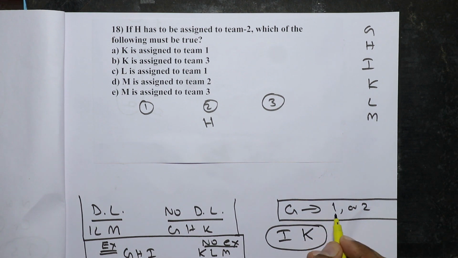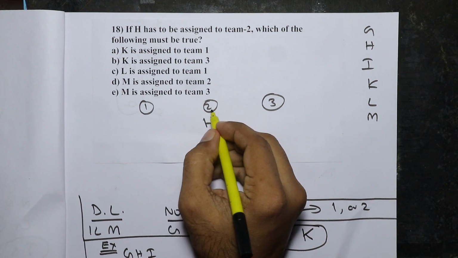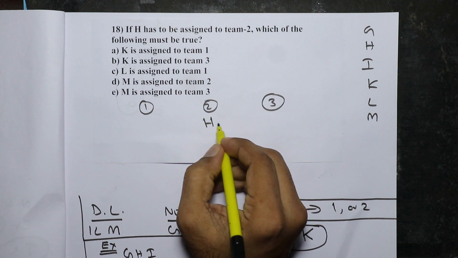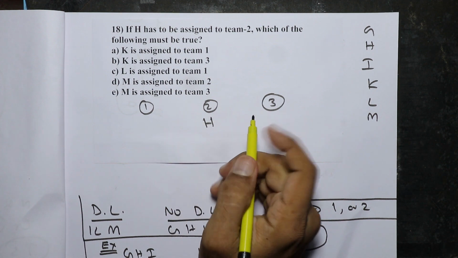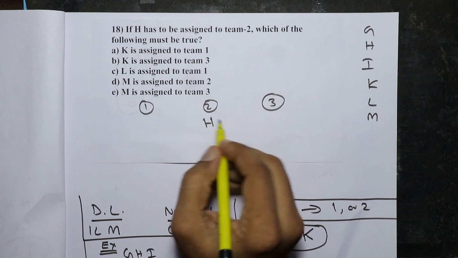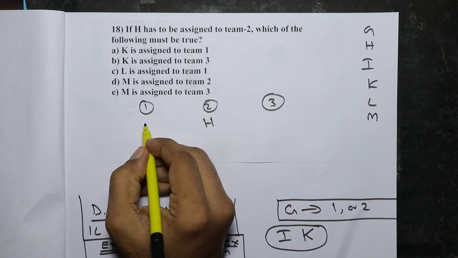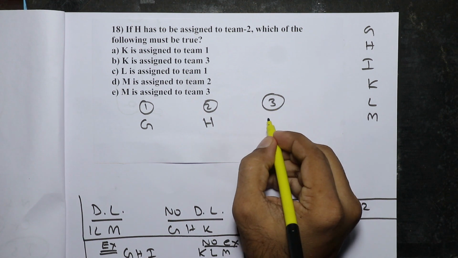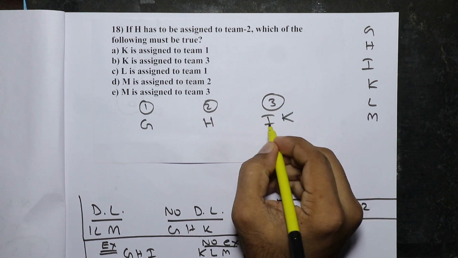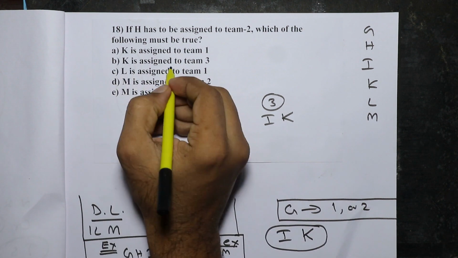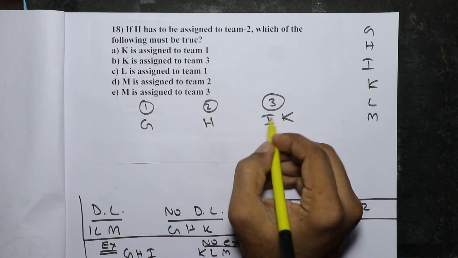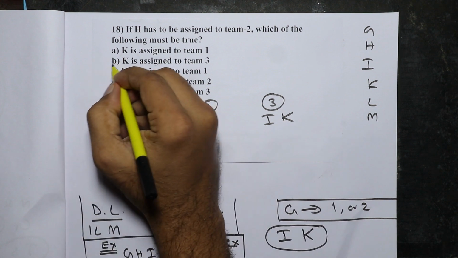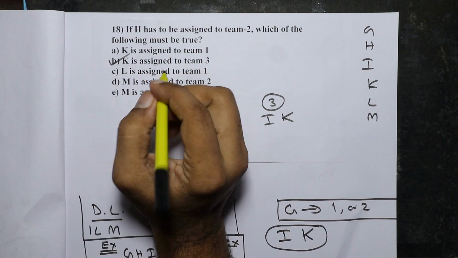Now G has to be assigned to either team 1 or to team 2. G cannot be assigned to team 2 because G and H, a team like that is not possible. None of them have a driving license. So G cannot be in 2, so G has to be in 1. Now one team that we know is I and K. So that has to be team 3. Team 3 will be I and K. So option B must be true. K is assigned to team 3. This must be true. Hence option B is the right answer.